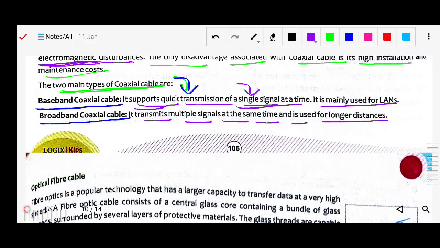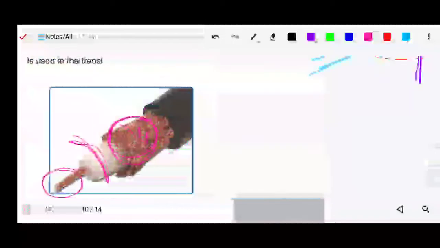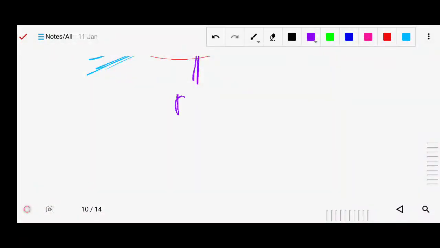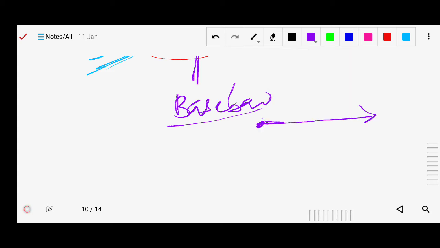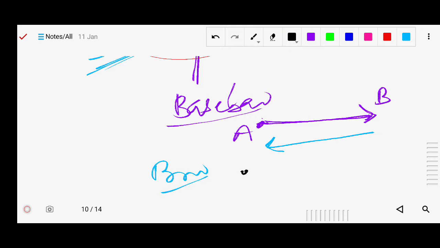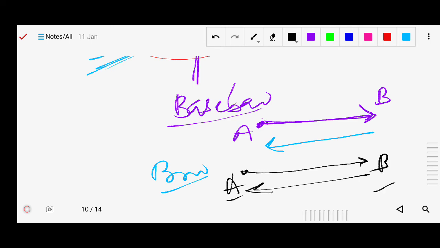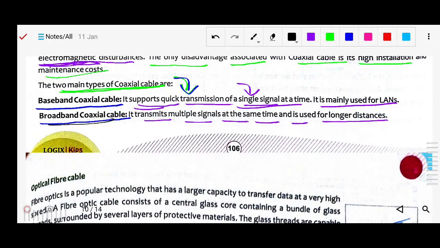So the difference between baseband and broadband is, like in baseband, you have sent the data. One time this data will first go from point A to B, and then the next time the data will be received here. So one time, one signal. But in the case of broadband both are possible: one is sending and another is also receiving. Both can be possible at a time, multiple signals. But here one signal will go, and then after that another signal will come. And broadband is quite faster also.